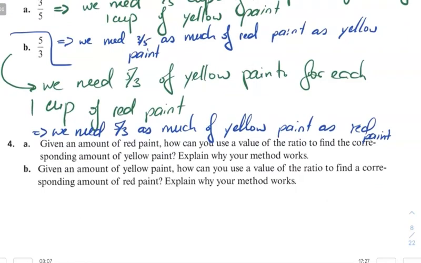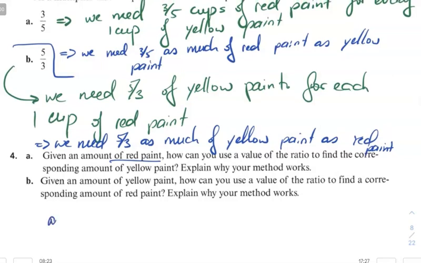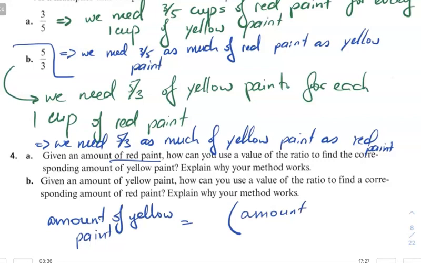Now for 4a, given an amount of red paint, so you're given the red paint, how can you use the value of the ratio to find the corresponding amount of yellow paint? So if you know the amount of red paint, how much yellow paint do you need? All right, so amount of yellow paint equals how much of the amount of red paint?